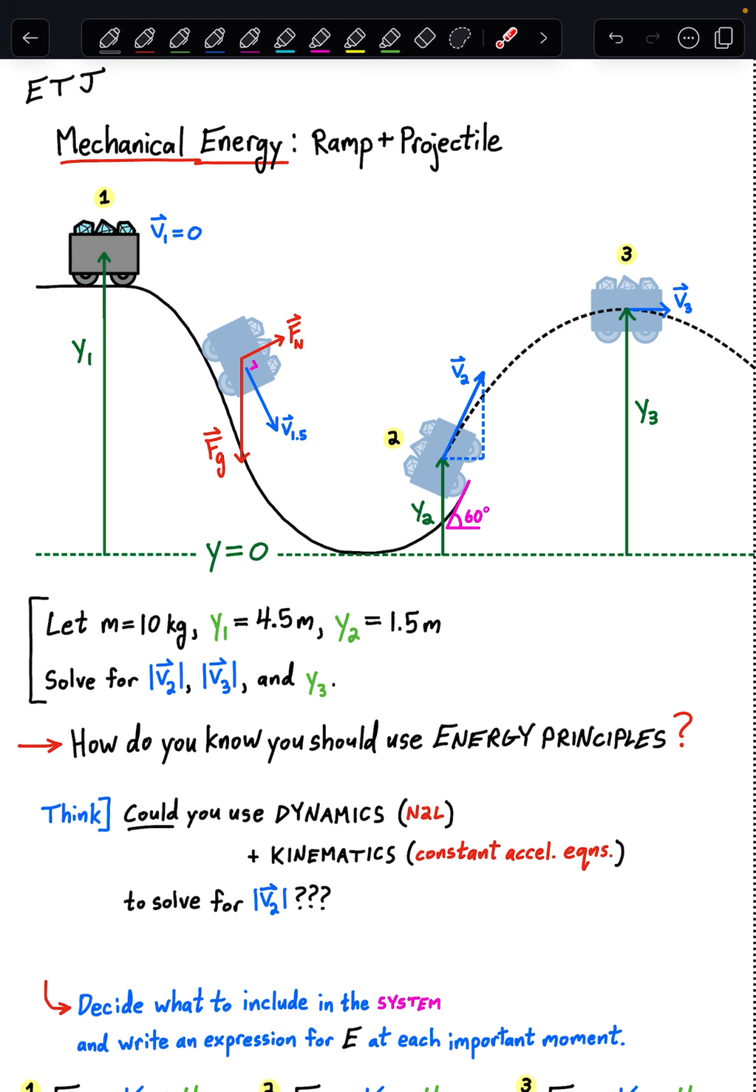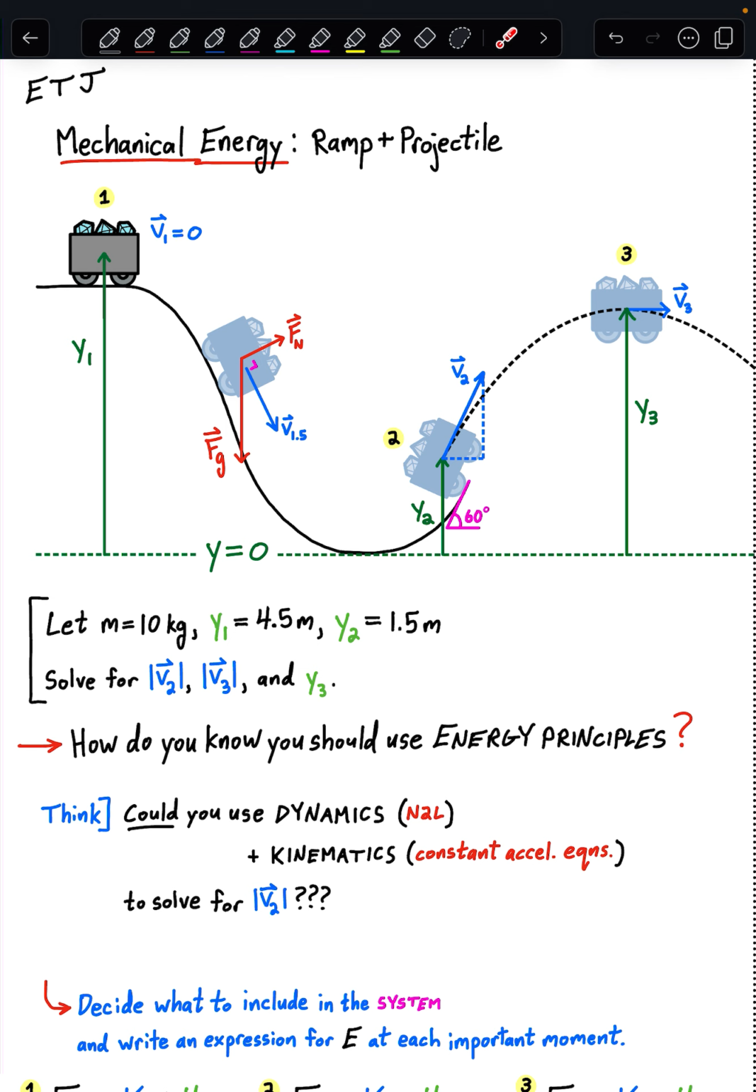And moment 3 will be when the cart is at the apex of its parabolic path, the high point. We have some given information, the mass and the heights of the center of mass of the cart at moments 1 and 2 above our vertical reference point, y equals 0 down here. And we would like to solve for the following: the speed at moment 2, speed at moment 3, and the height of the cart at moment 3.